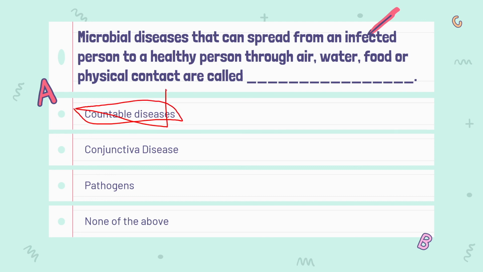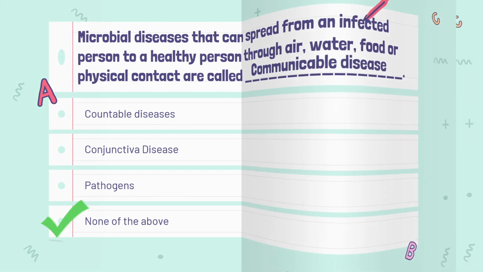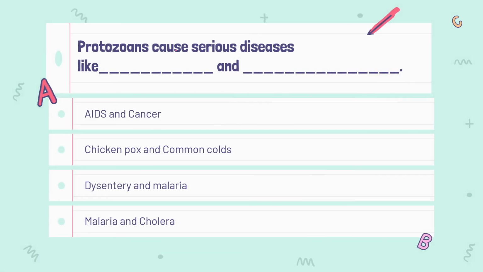No, countable disease is not the answer. It was just kept here to confuse you. So this is not the answer, none of the above. Actually, the answer is communicable disease. Okay, protozoans cause serious diseases like dysentery and malaria.